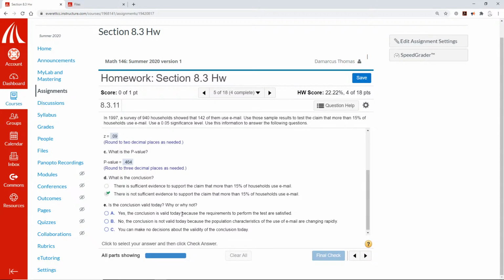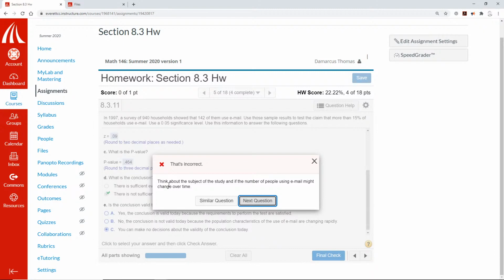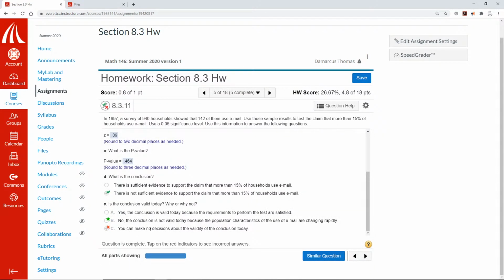Is the conclusion valid today? Why or why not? You just can't make any decisions about the validity. But I will say this. As the future has changed, we probably could say... oh, so what they're saying, and I don't necessarily agree with this, is that the conclusion is not valid today because the population characteristics of the use of email are changing rapidly. But that's the same as saying you can't make any decisions, because if there's no conclusion, then I guess the conclusion is that you can't make a conclusion. But I guess B is the better choice, actually. I didn't read it carefully.